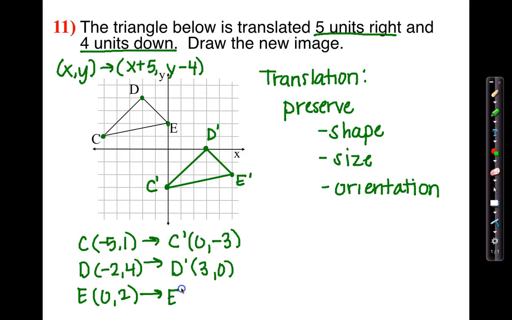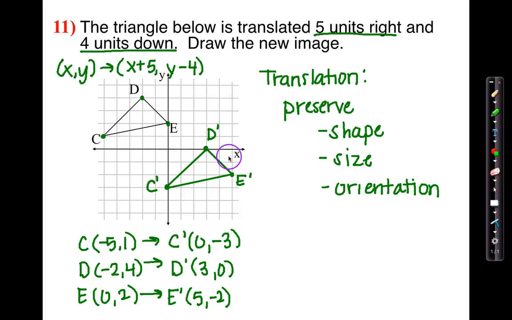So one last one just to prove a point. Let's do e prime. For the x's, we're going to go ahead and add 5. So 0 plus 5 is 5. And for the y values, we're going to go ahead and subtract 4. So 2 minus 4 is negative 2. So is e prime at 5, comma negative 2? Yep, it does match.